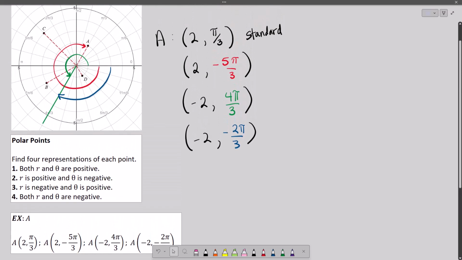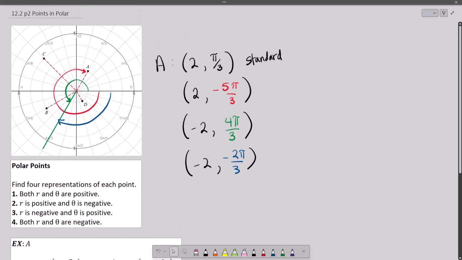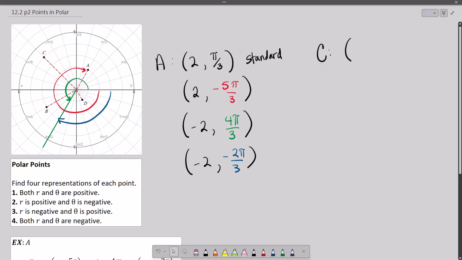Let's take a look at point C. So point C is right there. What is the standard representation for point C? What's the R value for point C? 4. And then what is the standard angle counterclockwise rotation from here? We're bisecting quadrant 2. We're going right down the middle of quadrant 2, so that would be 1, 2, 3 pi over 4. 3 pi fourths. That's going to be our standard representation right there.